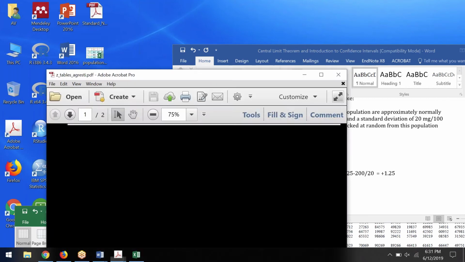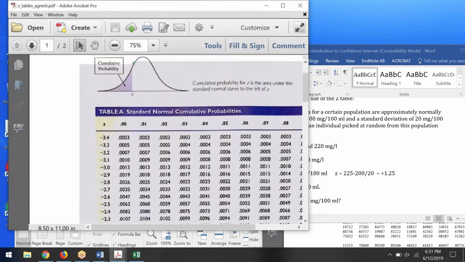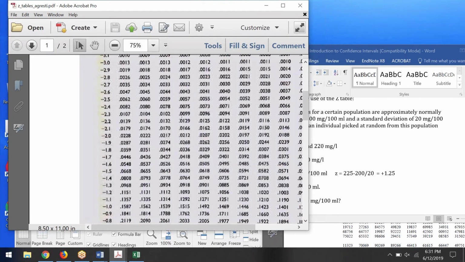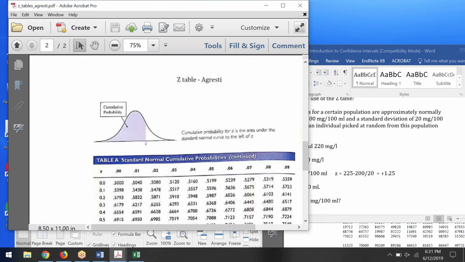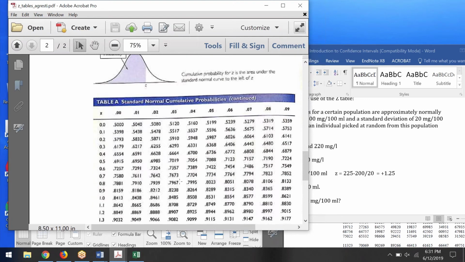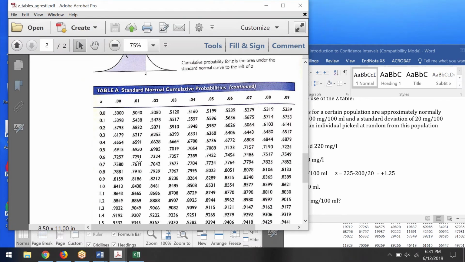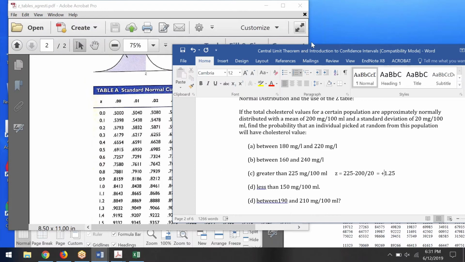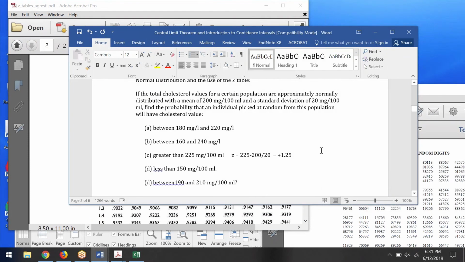So here's my Z table. I'm looking for plus 1.25. That plus 1.25 is going to tell the area to the left of that value. So 1.2, and then 0, 1, 2, 3, 4, 5. It's going to be an area equal to 89.44 or 0.8944. I'm going to write that down here just so I don't lose it, 0.8944.